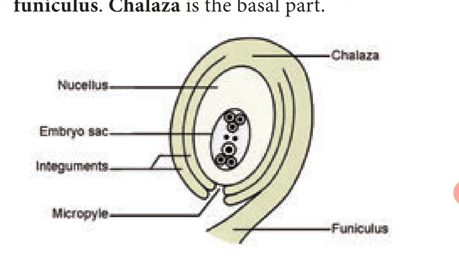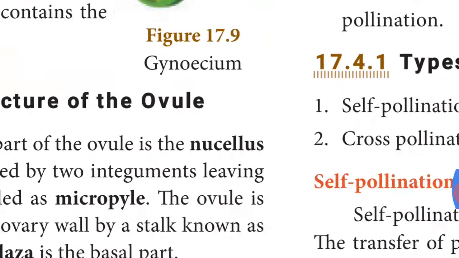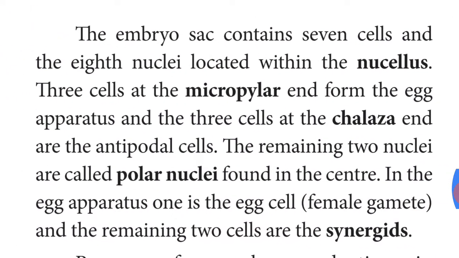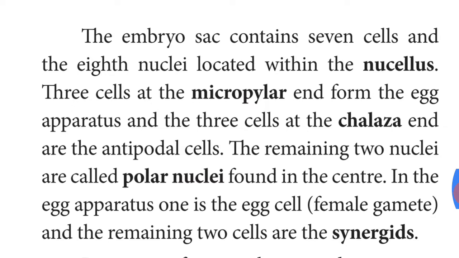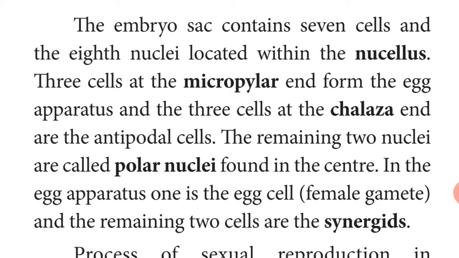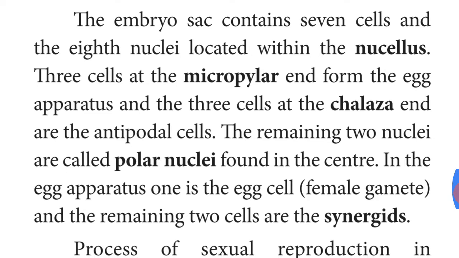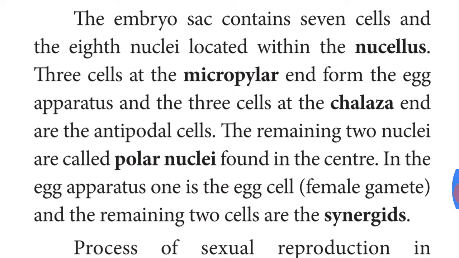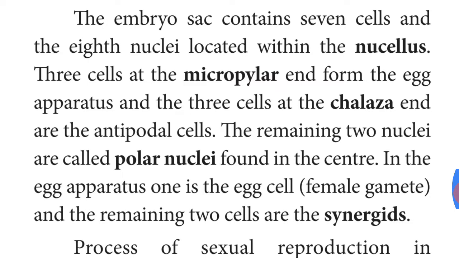This embryo sac contains three cells on the upper side, three cells on the lower side, and two nuclei in the center. So totally there are eight nuclei and seven cells. The embryo sac is located in the center of the nucellus. Near the micropylar end, there are three cells. One is the egg apparatus, and the other two are other cells.